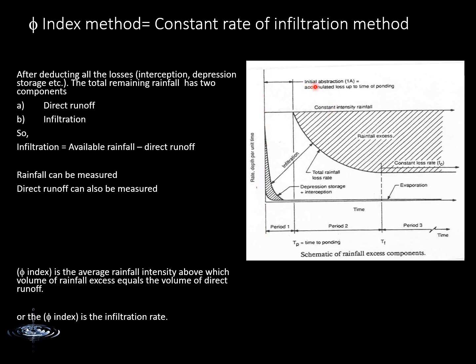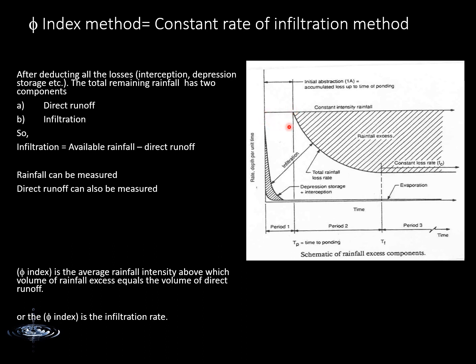and there will be initial abstraction, that is, accumulated loss up to the time of ponding. So there will be initial loss, and once that initial loss is satisfied, all the interception loss is satisfied. That means all the water that can be retained on the leaves or buildings is already saturated. So if the rainfall is more than that, the leaves cannot hold it anymore, and water will drop down and eventually reach the soil surface.